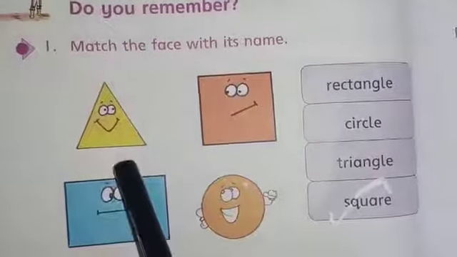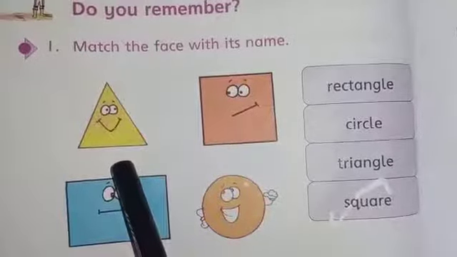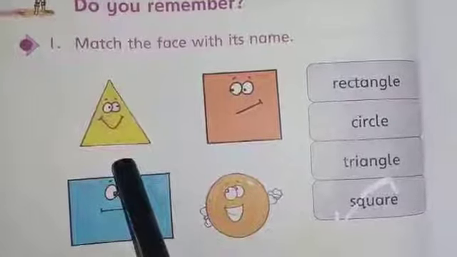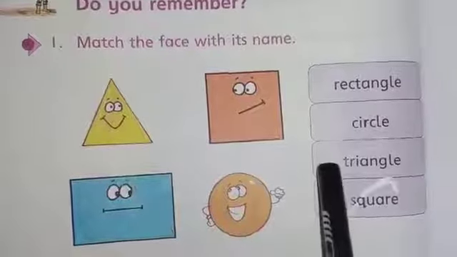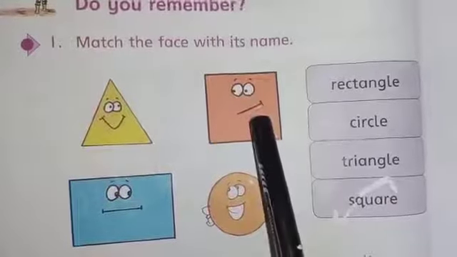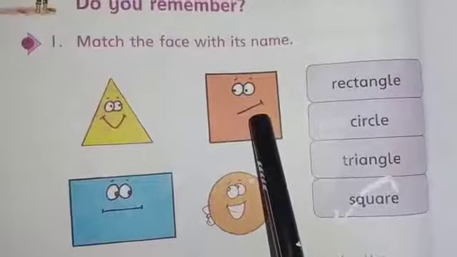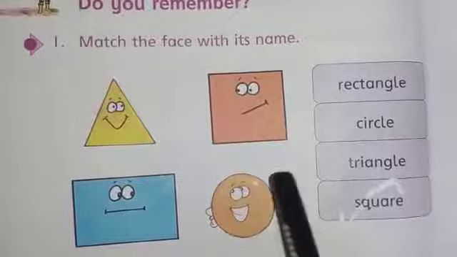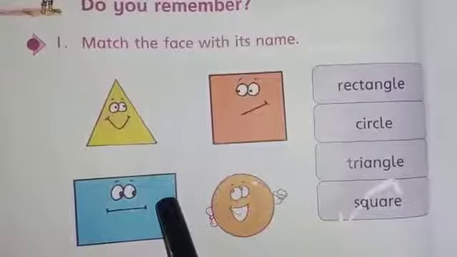Look at these shapes. Which shape is this? Is it circle? No, it's triangle. You have to match it with its name. It's triangle. Which shape is this? It is square. Match it with its name. It is circle and it is rectangle.